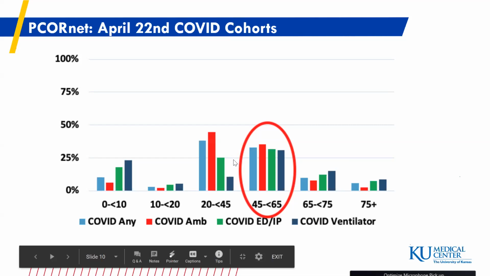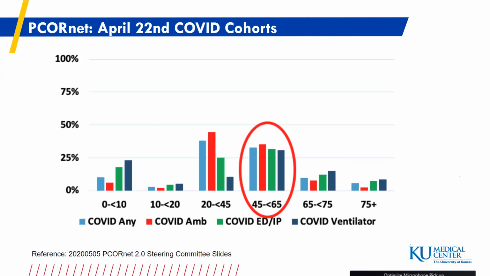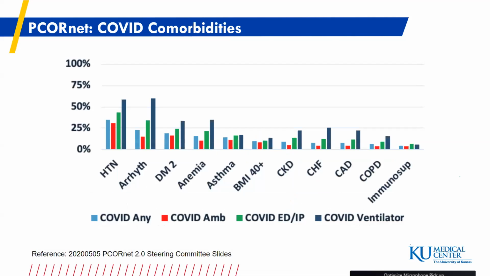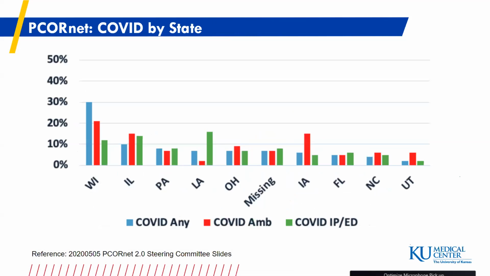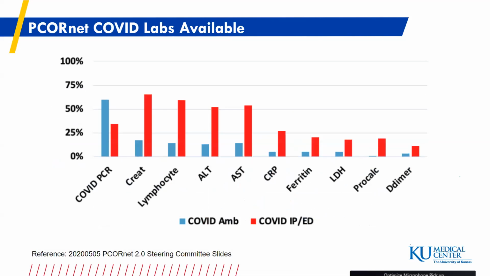This is a quick age distribution, with most patients older than 45 years old. The highest proportion of comorbidities within this cohort is actually hypertension. There's also a higher proportion of obesity for this COVID cohort. As you can see, this cohort ranges across different states, and a variety of labs have been collected and rapidly refreshed for this cohort.